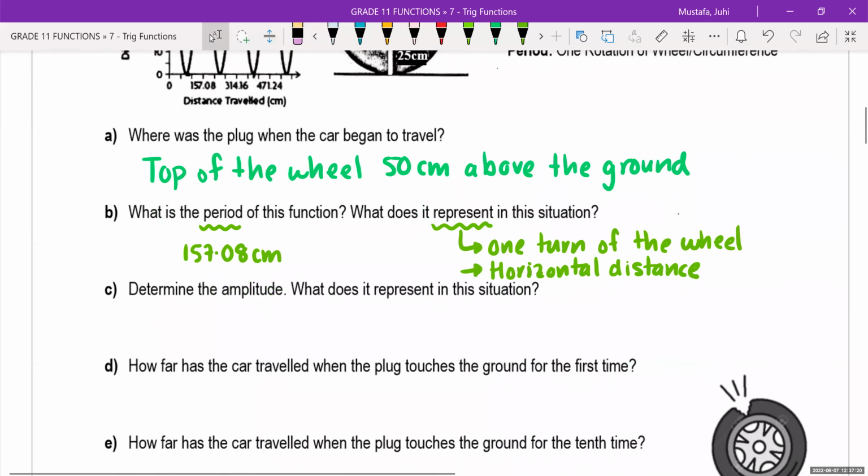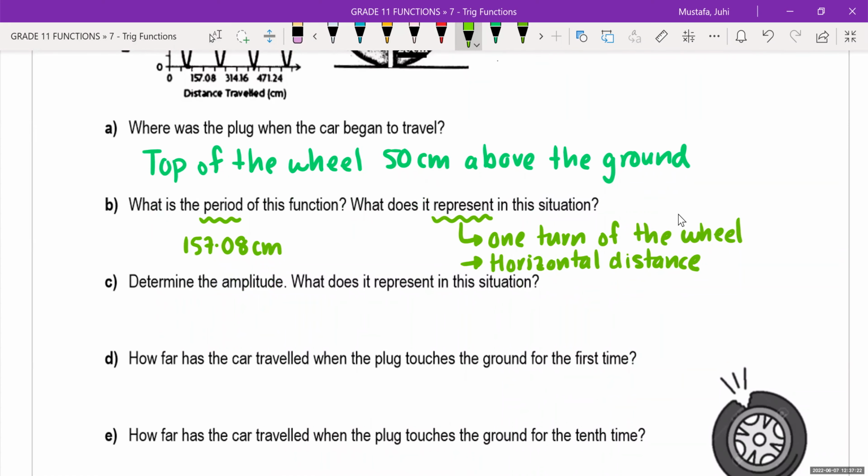Just 25 centimeters. So if you really wanted to show the work for the amplitude, remember amplitude is attitude, so it would be 50, take away 0, divided by 2, and so that would be 25. And what does the amplitude represent? In the actual wheel, it's the radius of the wheel.